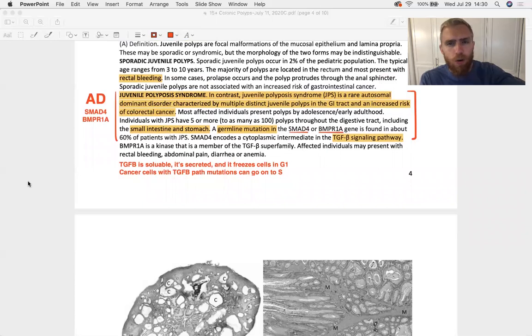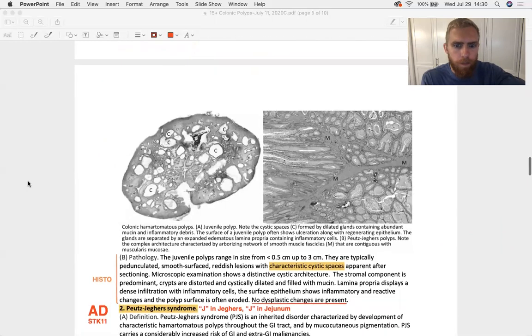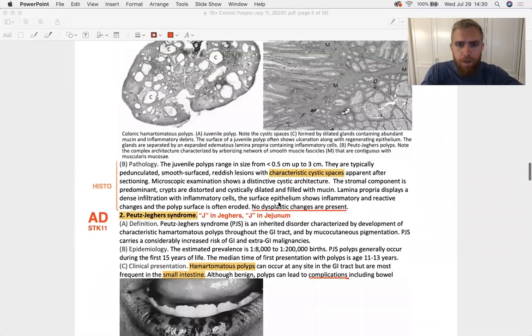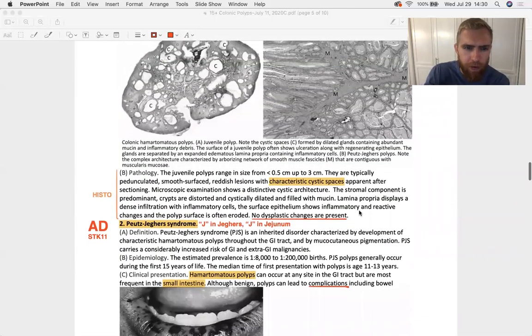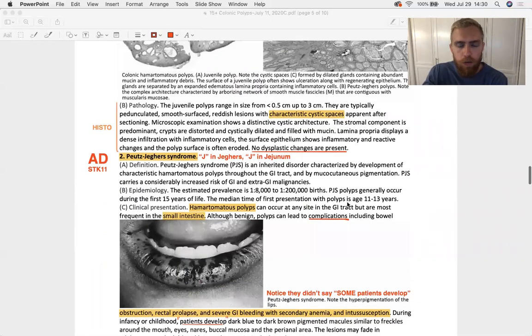So again, these are also called hamartomatous polyps because they're not malignant. They really don't have malignant potential. And there it is in this paragraph at the top of page 5. No dysplastic changes are present. You're really looking for those characteristic cystic spaces. That's the big thing to highlight. None of the other tumors or polyps in this SDL have those cystic spaces.